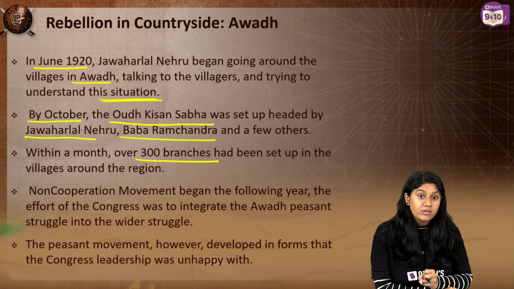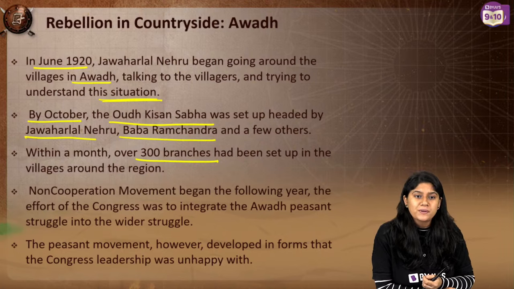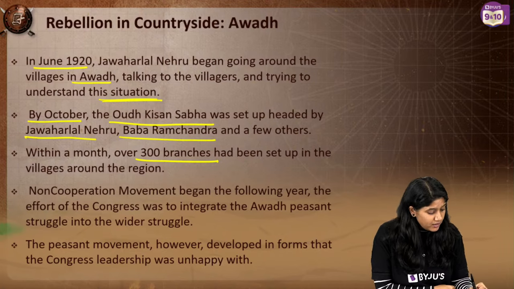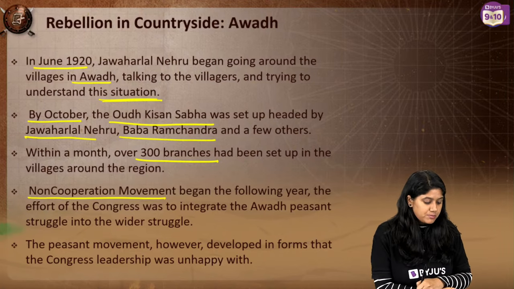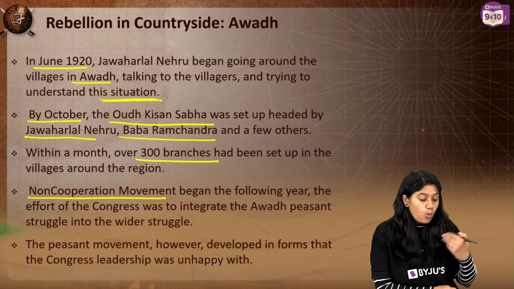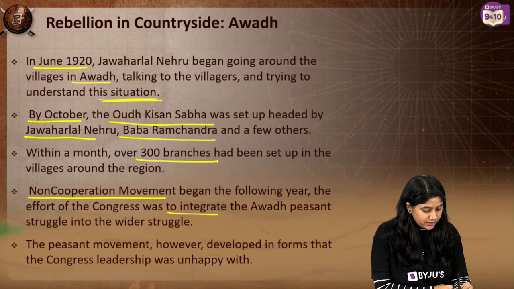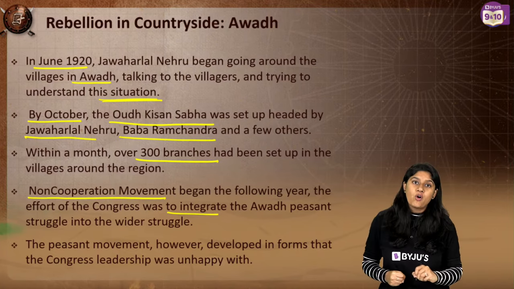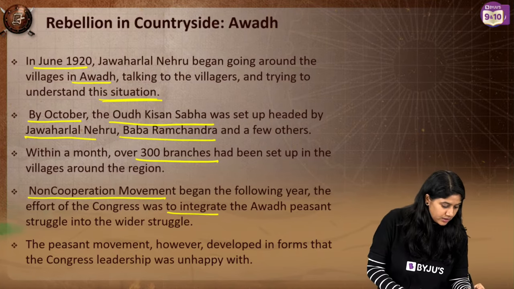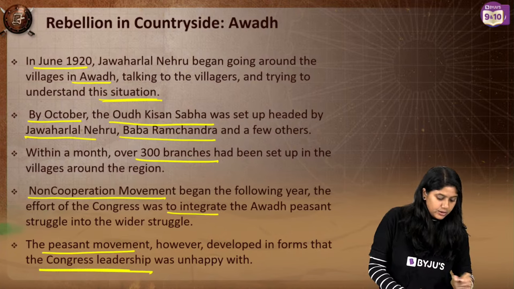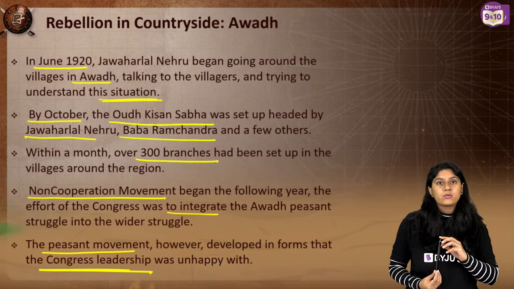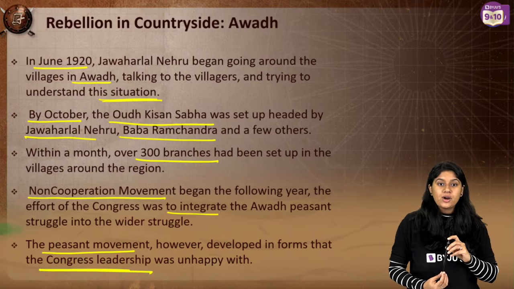Everyone was like, yes, we will support the non-cooperation movement. But unfortunately, what happened later was that there was an involvement of violence, and that is the reason the Congress was not happy with the movement that was happening. Everyone, are we clear? Yes, all of you, are we clear?